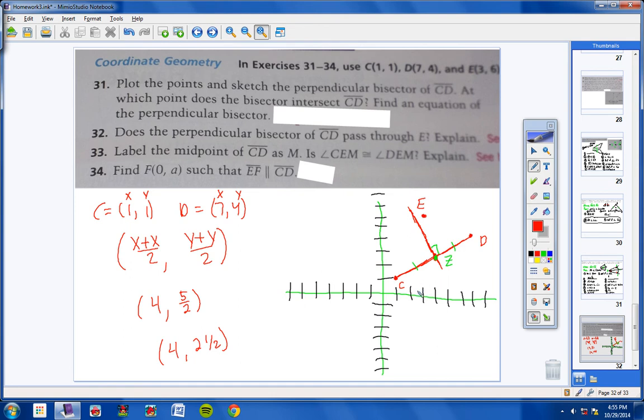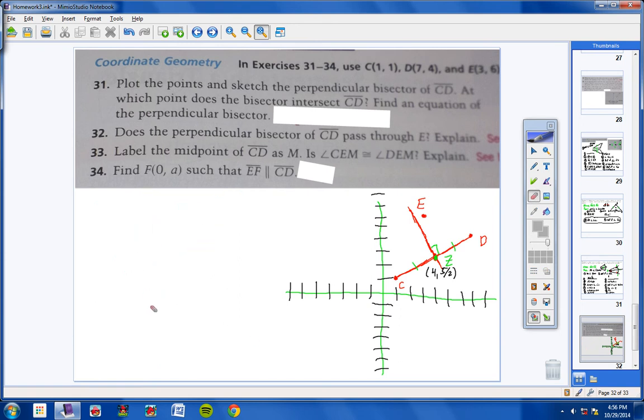Let's go over 4 and then up 2.5. That's just about perfect, right in the money, okay? So here's the ordered pair of the midpoint, okay? I'm going to sketch that real small here. So 4 comma 5 halves, okay? All right, very good. Now the next part of number 31 says find an equation of the perpendicular bisector.